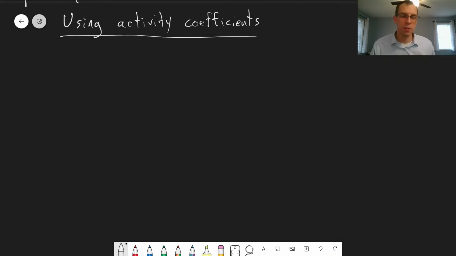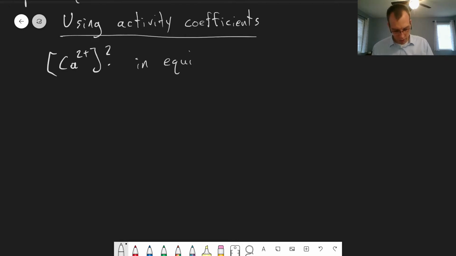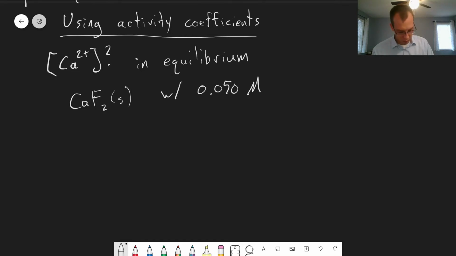So let's go through one example of using activity coefficients just to show how this would affect a calculation involving equilibrium. Our example is we're going to look for the concentration of calcium ions in equilibrium where we have a few different things present. We have a calcium fluoride solid, a saturated solution, so calcium fluoride is present as a solid, and then 0.050 molar sodium fluoride present as well.